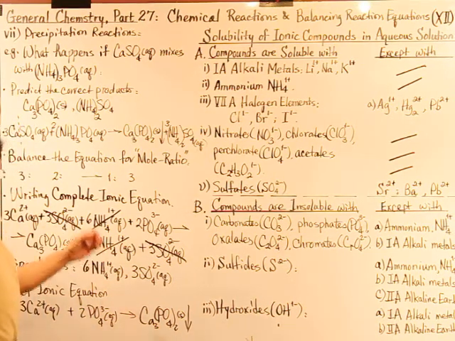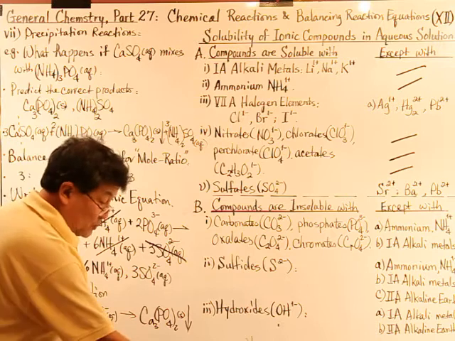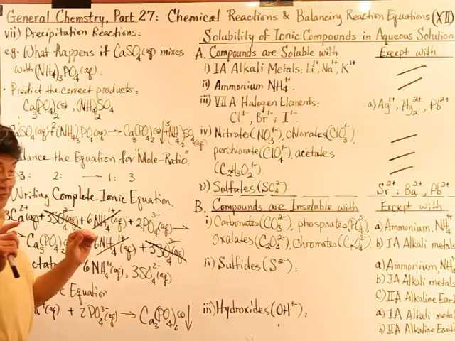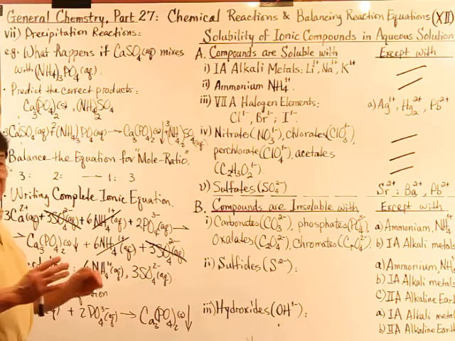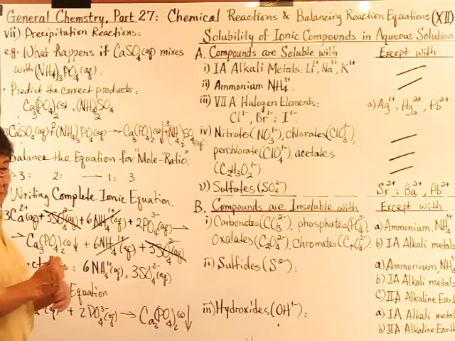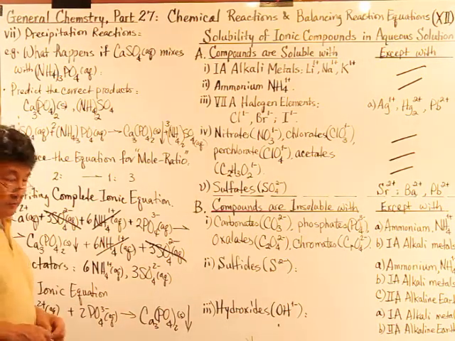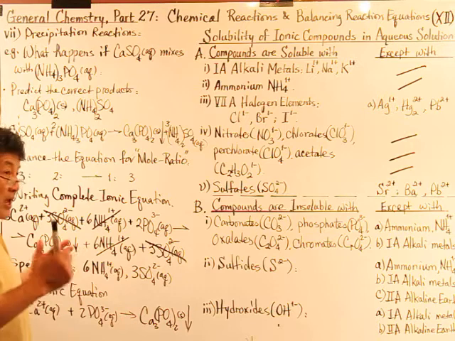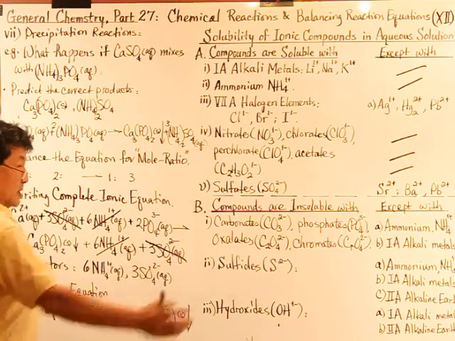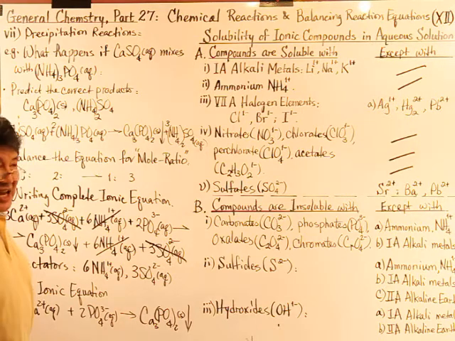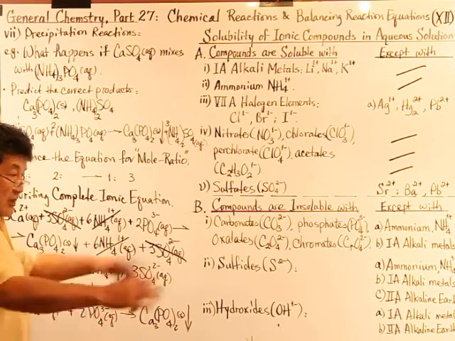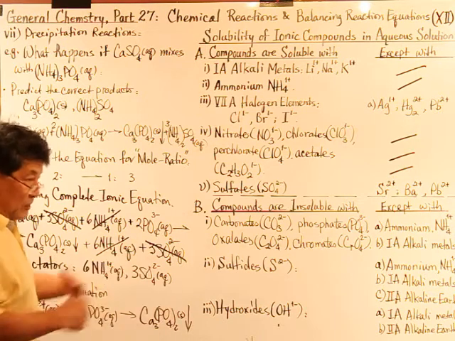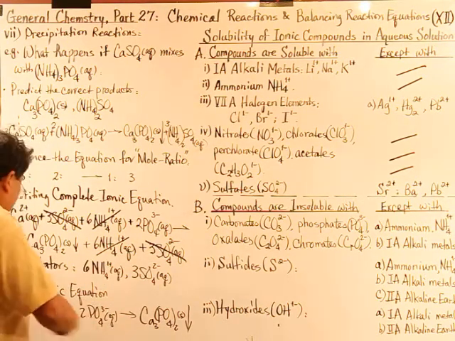After we cancel the spectators on both sides of the equation, whatever is left off are the species actually participating in the reaction. So then we are able to put them into one line as a net ionic equation. Net means what? It's not gross income, it's net income, right? Net means everything not important, we trash it; the important leftover variables, we keep them. So that is the net ion equation right here.